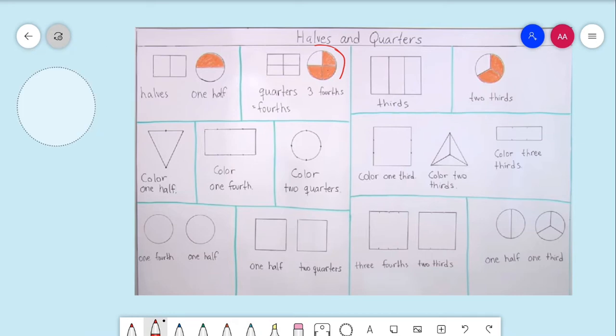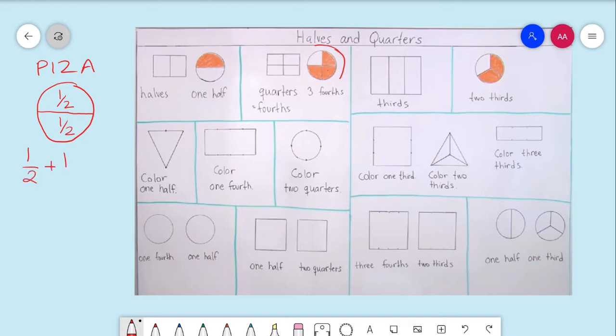We can do quarters and halves or any portion for any type of shape. For example, let's assume you have a pizza. This is our pizza and we're going to share it between two people equally. So we just divide it into two. One person will take this half, another will take this half. It means 1/2 plus 1/2 makes the whole pizza.